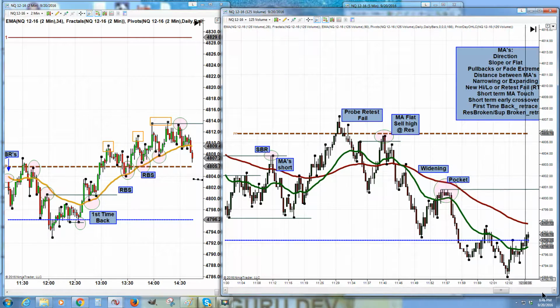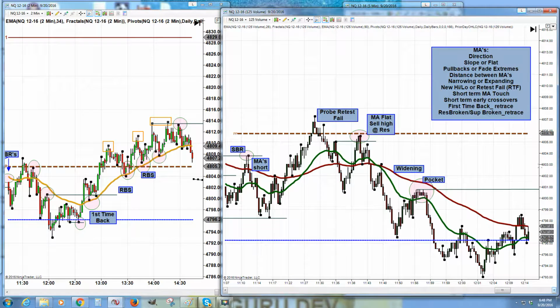Okay, so this is what we look for with moving averages. The direction of the moving average, whether it's sloping or flat. When it's flat, we can fade the extremes, sell the highs, buy the lows. We can take pullbacks whenever the market is extending, making new lows on a downtrend. Then we sell in the pocket if it's in a downtrend.